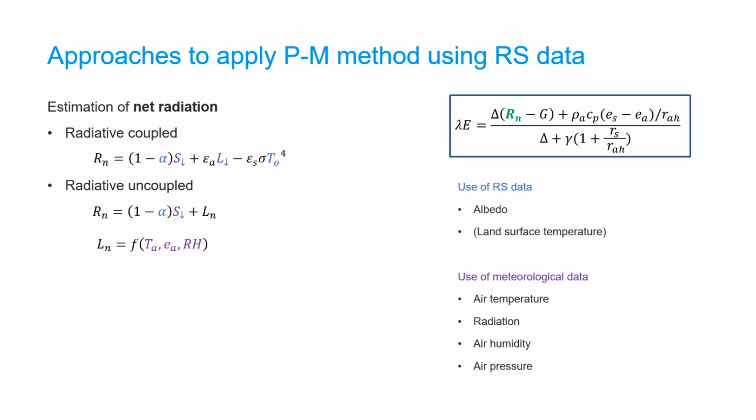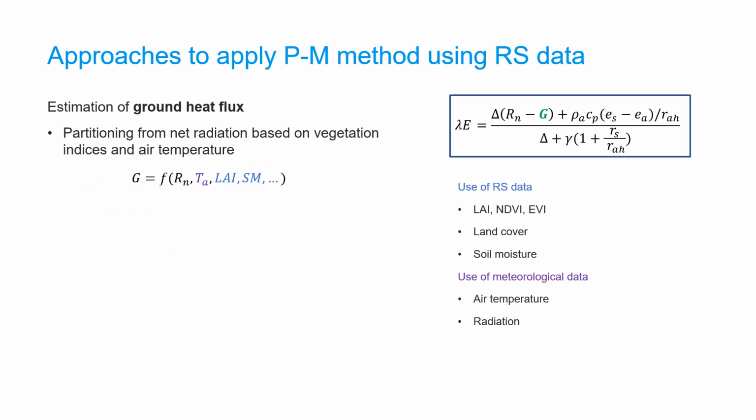The first approach depends on land surface temperature to estimate the outgoing long-wave radiation. This means Penman-Monteith equation is considered radiative coupled. The second approach approximates net long-wave radiation based on air temperature, air pressure, and humidity. Similarly, ground heat flux cannot be measured directly from space. It is usually estimated from net radiation by characterizing the ground surface using temperature, vegetation, and moisture data.